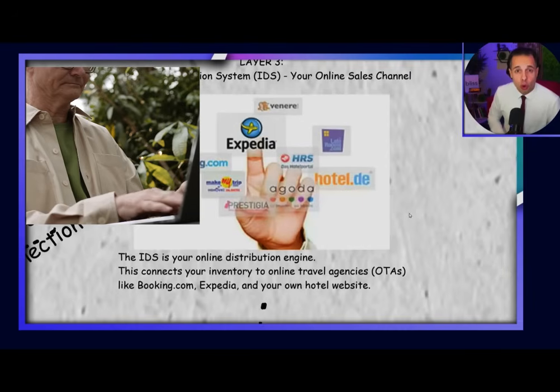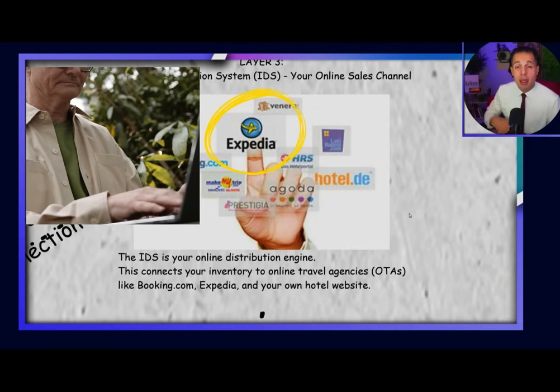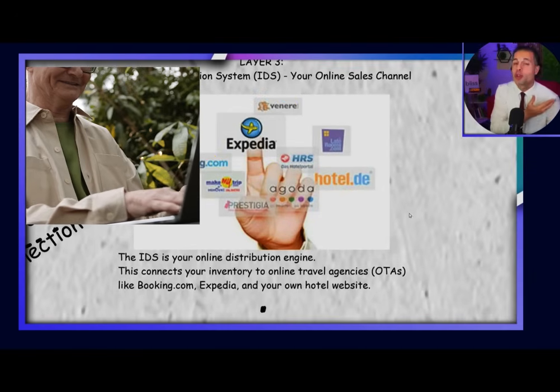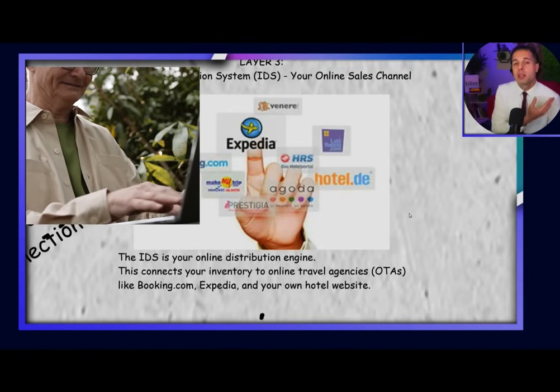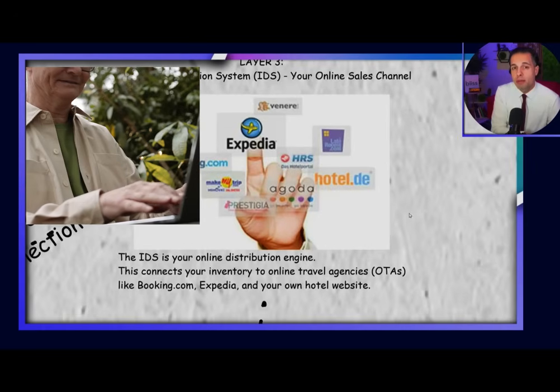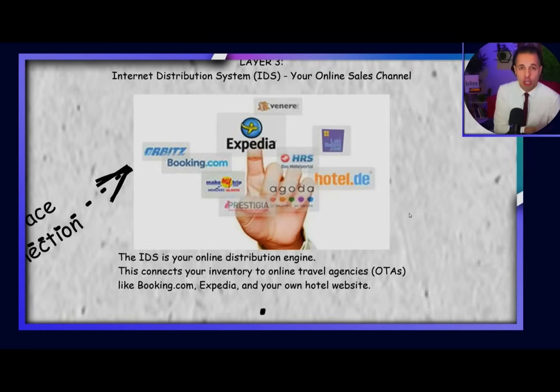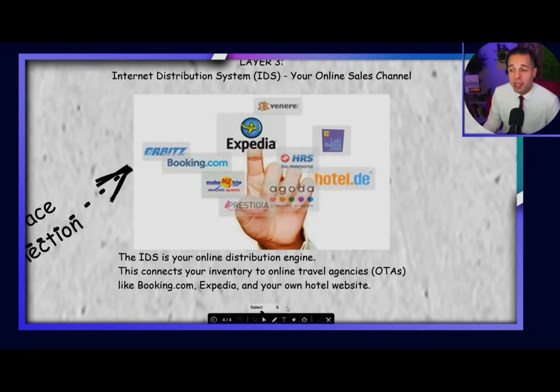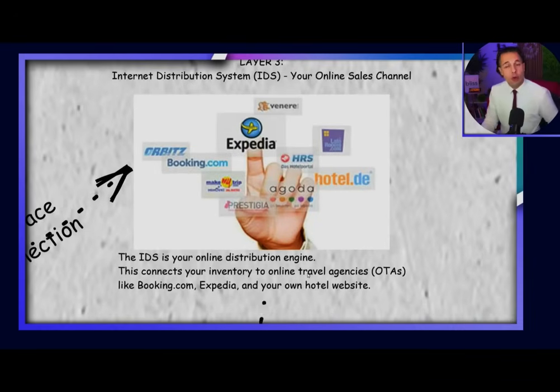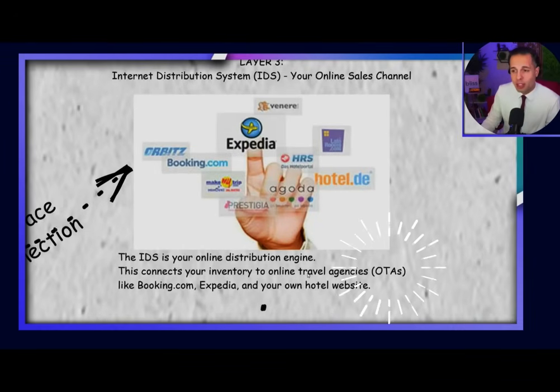If you go online and you go on Expedia, Expedia has access to your central reservation system to be able to see the availability of the room as well as how much you're charging for that room. It's your online distribution engine, and it connects your inventory to the OTAs. Please remember that word, OTAs, online travel agents, like Booking.com and Expedia.